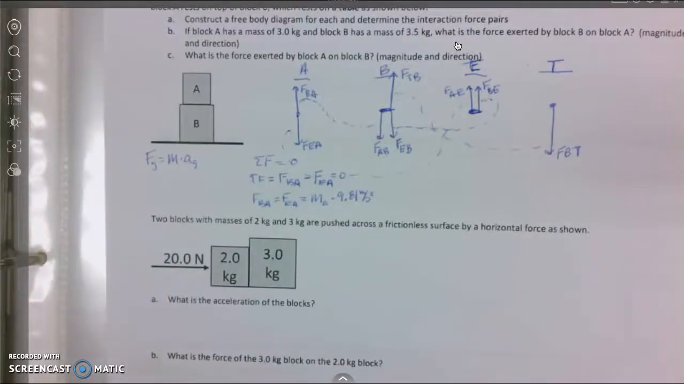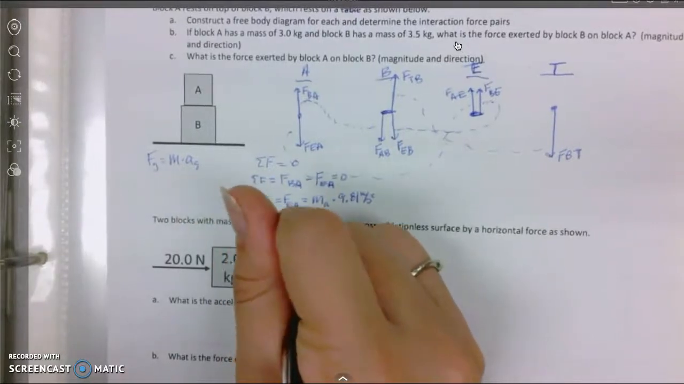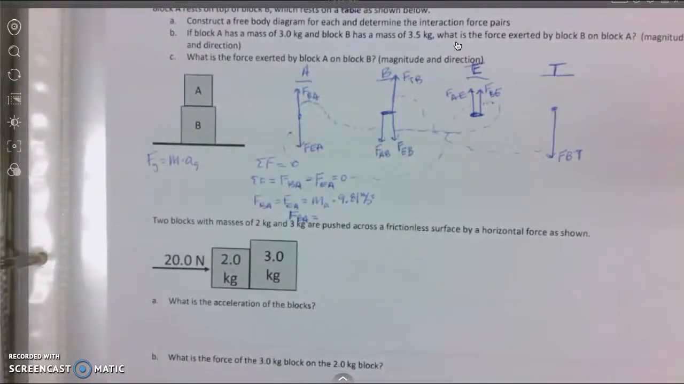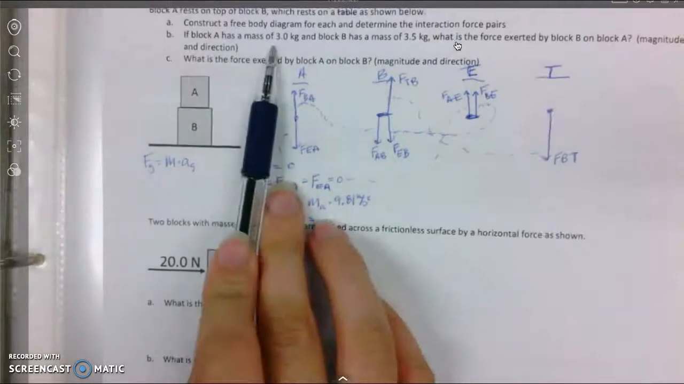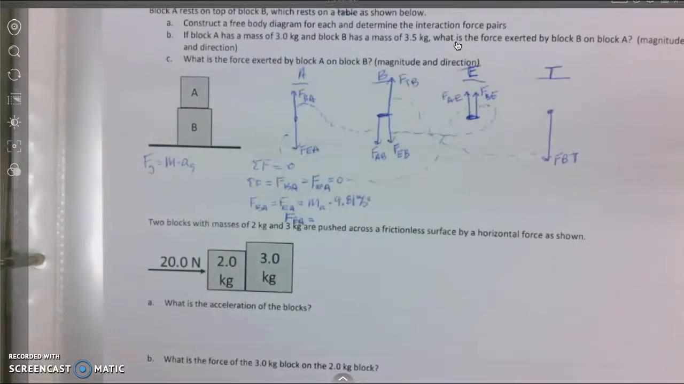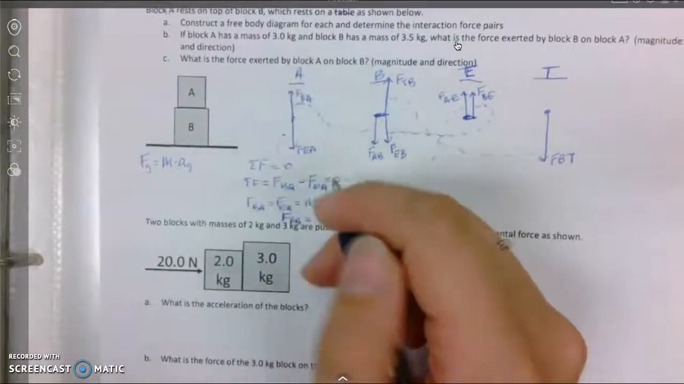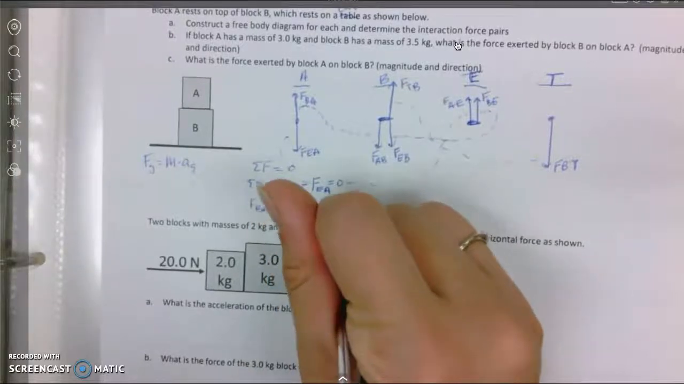Okay? So that would mean force of B on A is equal to the mass of A, which was 3 kilograms. Okay, so 3 kilograms multiplied by 9.81. And then let's see, that was 2 sig figs, so that'll be 29 newtons.